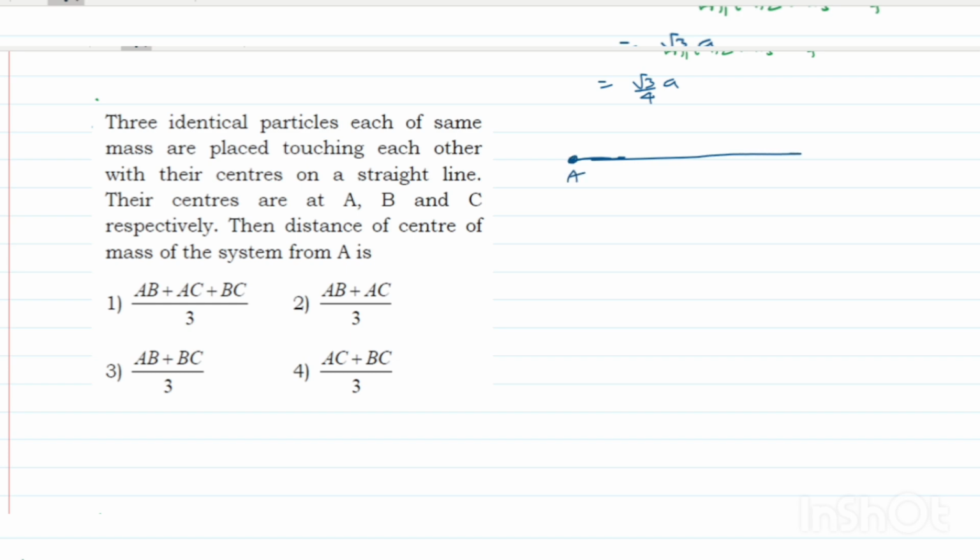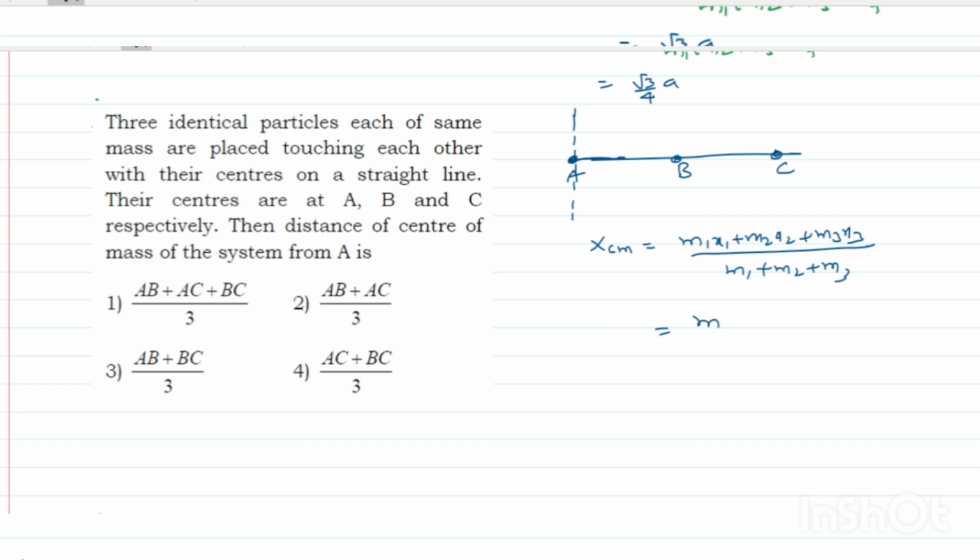This is the A particle, and here this will be the B particle, and this will be the C particle. Here we need to calculate from the A particle, and it's lying on the x-axis. When you are talking about xcm, it equals (m1 x1 plus m2 x2 plus m3 x3) by (m1 plus m2 plus m3). So all are identical, it's given. Masses you can take as same.